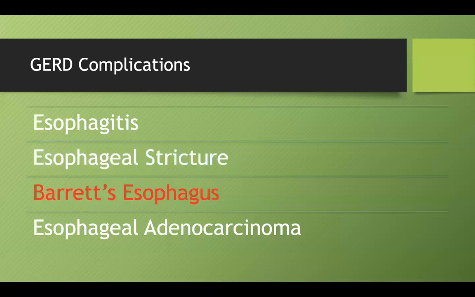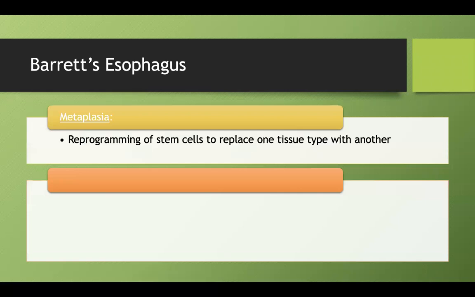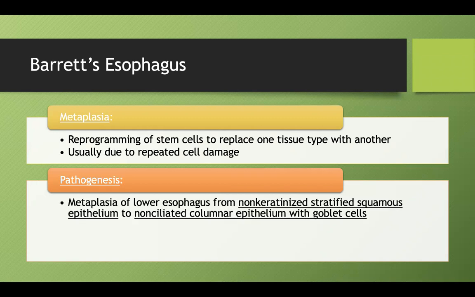Now, the important one to think about is whether or not this person has Barrett's esophagus. Before I talk about what Barrett's esophagus is specifically, we need to know what metaplasia means. Metaplasia is a reprogramming of stem cells to replace one tissue type with another, and usually this happens because of repeated cell damage. The pathogenesis of Barrett's esophagus is a metaplasia of our lower esophagus from non-keratinized stratified squamous epithelium to non-ciliated columnar epithelium with goblet cells.